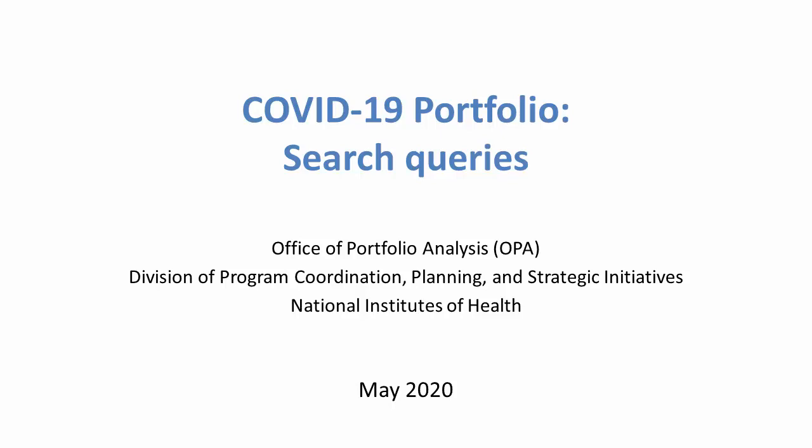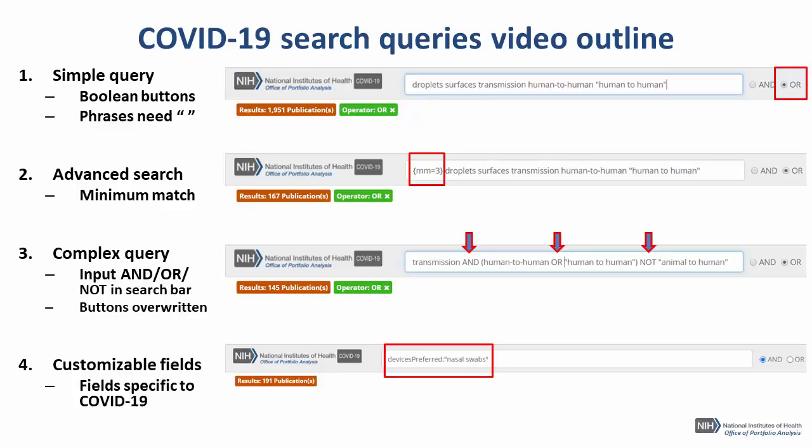Hi, I'm Katrina from the Office of Portfolio Analysis, also known as OPA, and today we will go through different search strategies using the COVID-19 portfolio tool. Before we do that, here's an outline of the different examples we will cover in this video. Take a look at the differences in the syntax and the results that we get.